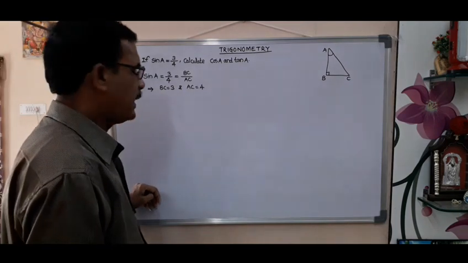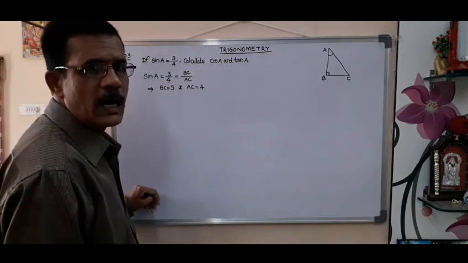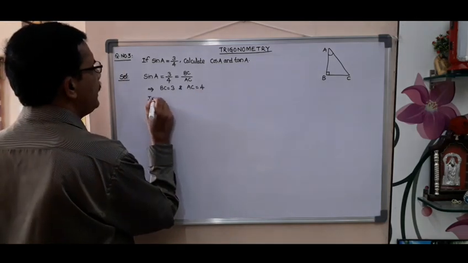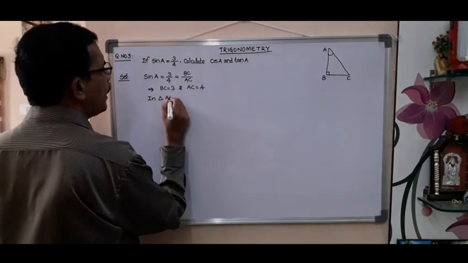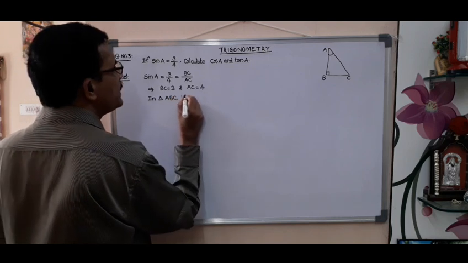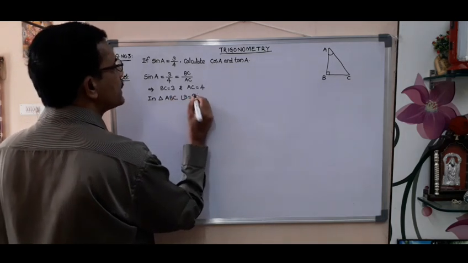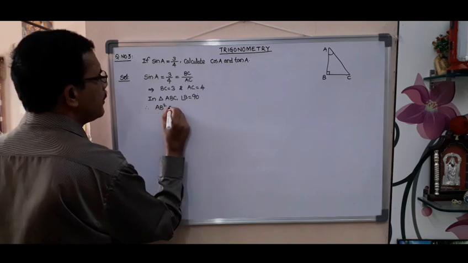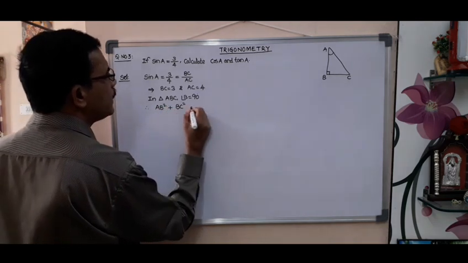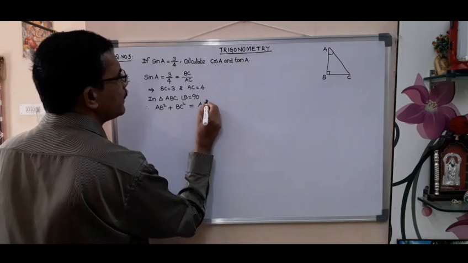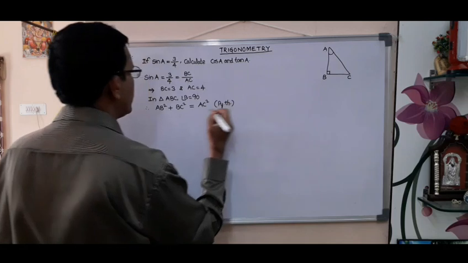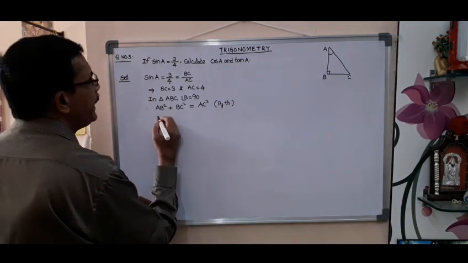So using Pythagoras theorem, we will find the other side AB. In triangle ABC, angle B is equal to 90 degrees. Therefore, AB square plus BC square is equal to AC square. It is Pythagoras theorem. AB length we need to find.